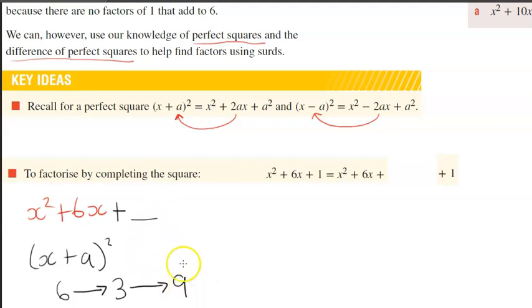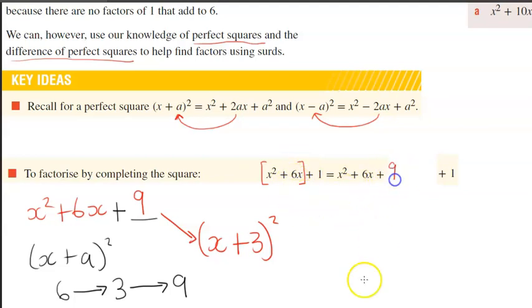So why are we doing this? I'm doing this because if I write this as plus 9, it can factorize to the format x plus 3, all squared, because when I expand this out again, it returns me back to x squared plus 6x plus 9. So what I'm going to do is add 9.